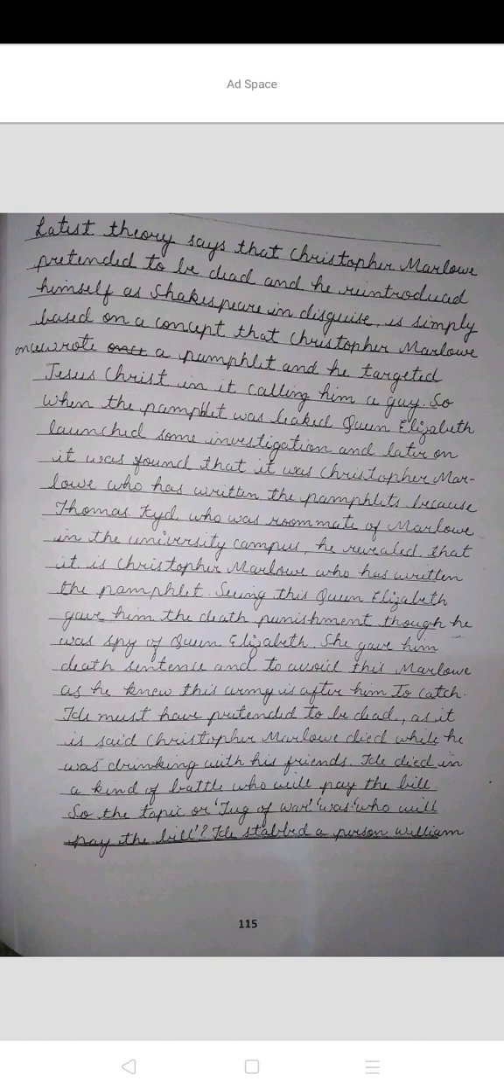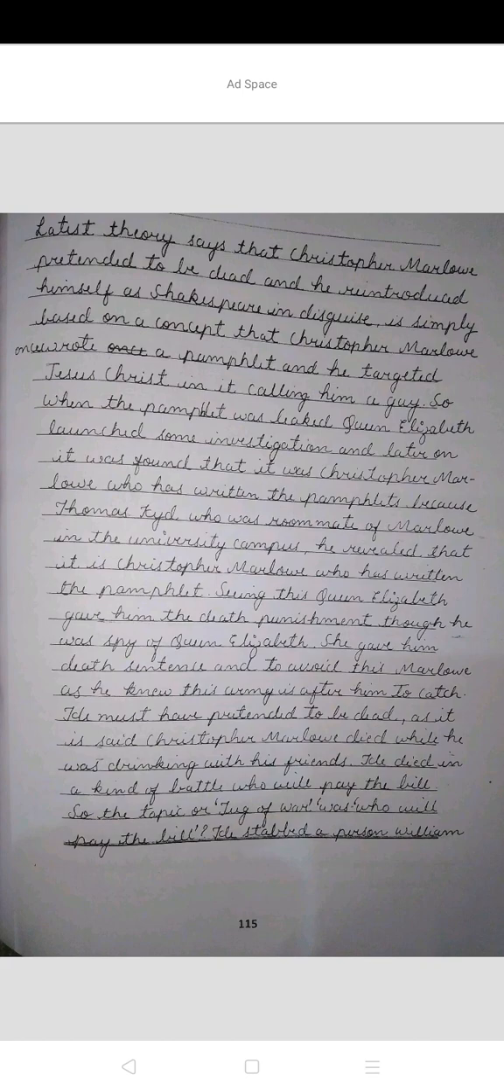It is simply based on the concept that Christopher Marlowe once wrote a pamphlet and he targeted Jesus Christ in it, calling him gay. When the pamphlet was leaked, Queen Elizabeth launched an investigation, and later it was found that Christopher Marlowe had written the pamphlet, because Thomas Kyd, who was Marlowe's roommate on the university campus, revealed it. Saying this, Queen Elizabeth gave him the death punishment. Though he was a spy of Queen Elizabeth, she gave him a death sentence.